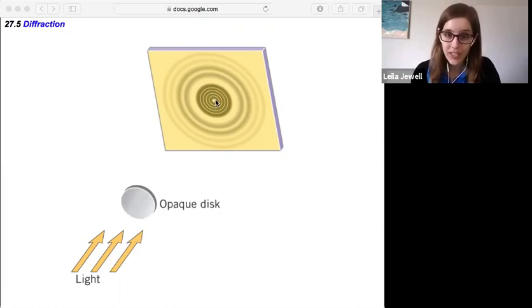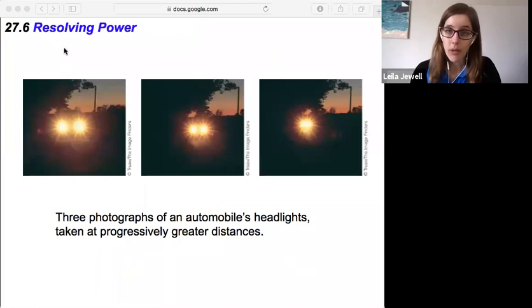There's a bright ring in the middle and then some other rings around it. So the key here is we'll be able to measure the distance to those dark rings, because those will be the first dark fringes, but they're now circular instead of vertical. Now this has some important implications for something known as resolving power, which is section 27.6.